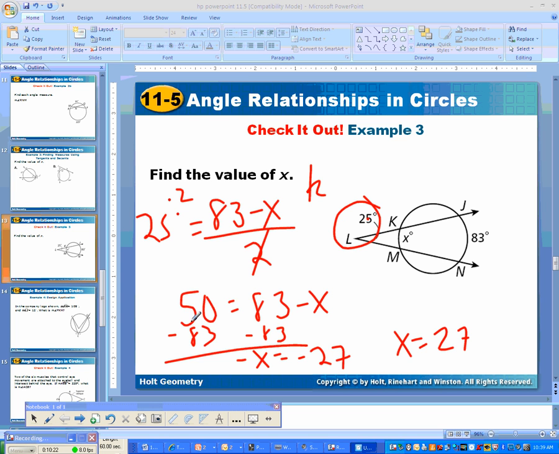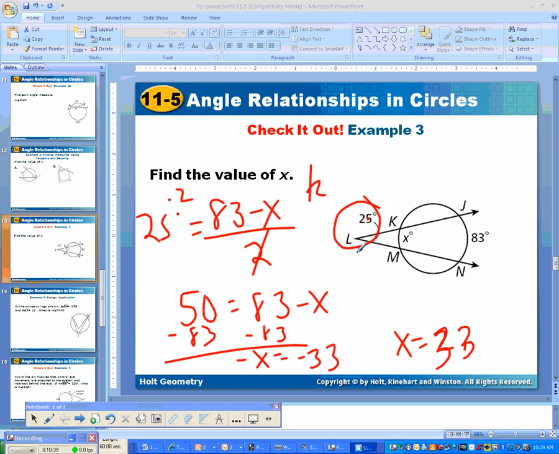Did I do that right? No, I think it's 23. Sorry. Negative 23. So x equals positive 23. No, oh my gosh, I did it wrong again. Sorry, negative 33. So x equals positive 33.